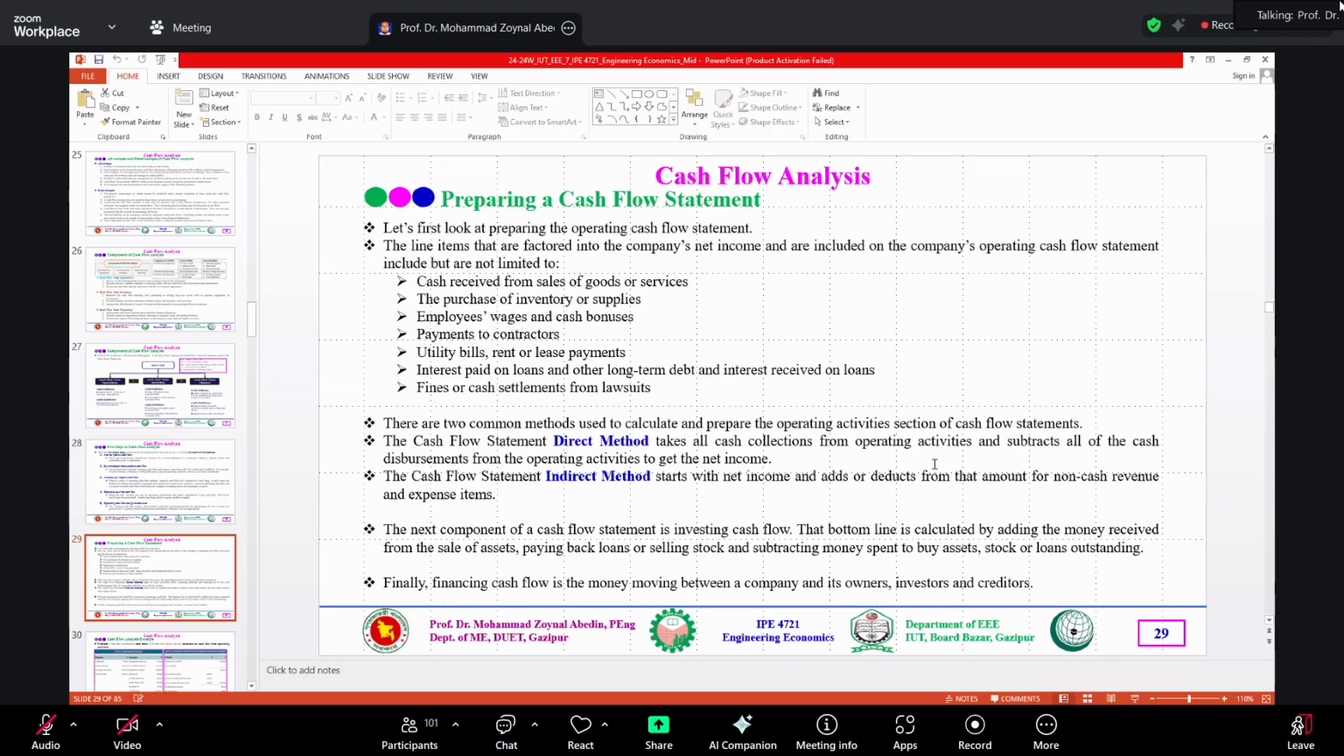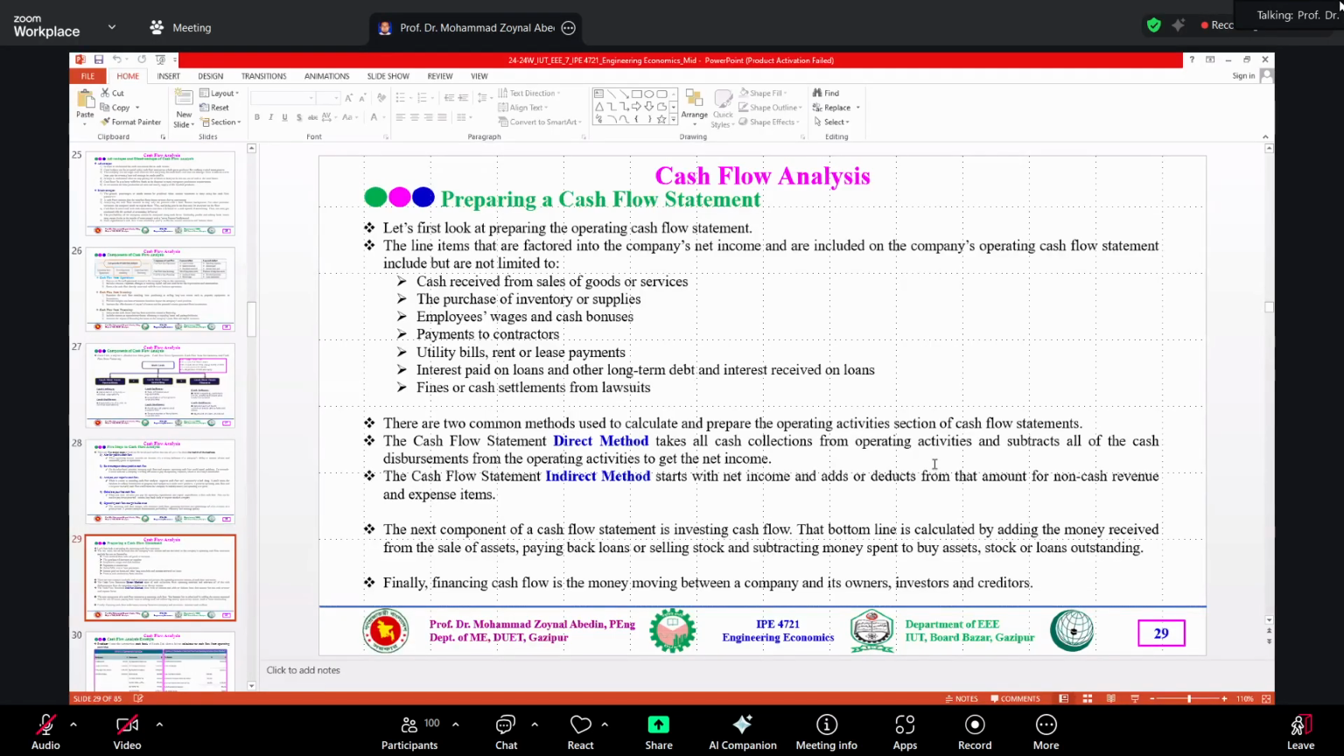And then you also have to calculate the cash outflow, the cash disbursements from the operating activities. So there are two activities: one is the cash collection, another is the cash disbursement. If you subtract these two things, then you'll get the net income. And this is what the direct method tells.